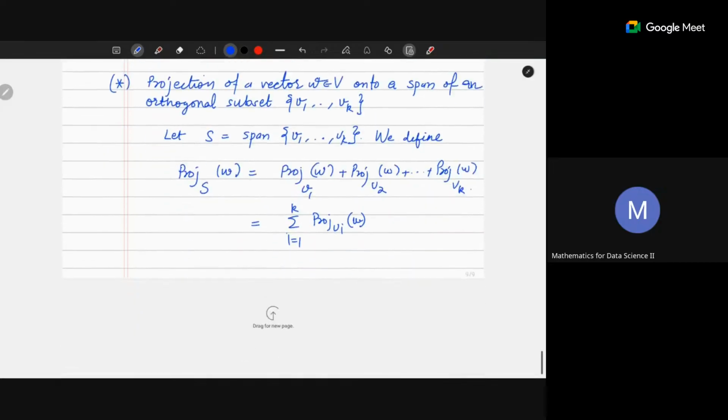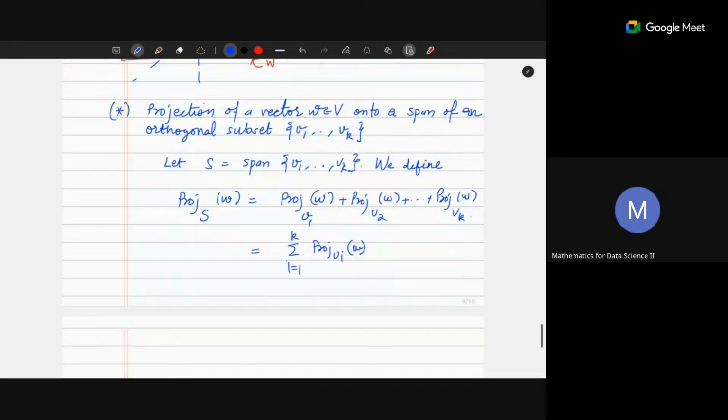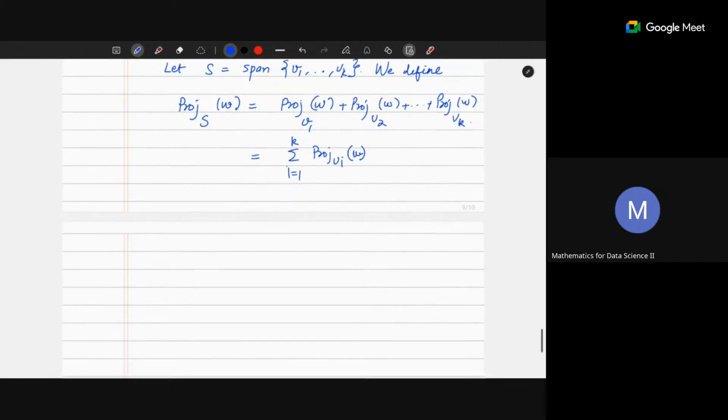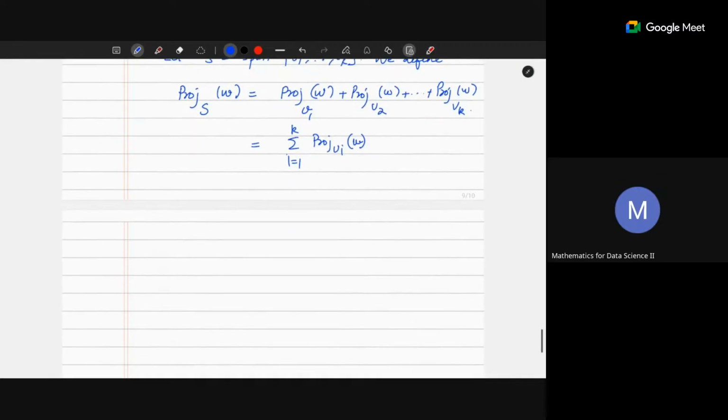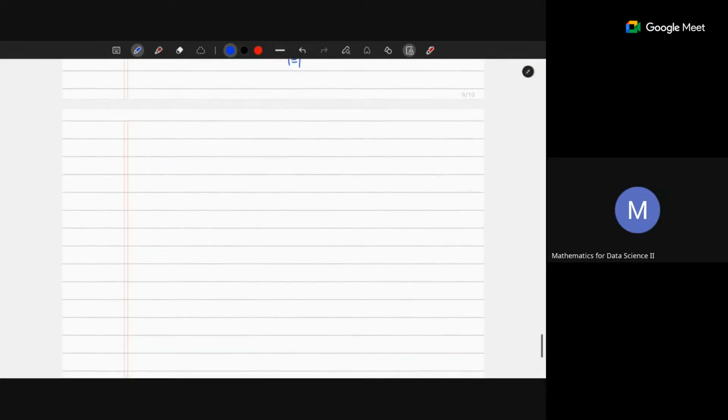Now, if you want to project a vector onto a subspace, what you need to do is first find an orthogonal basis of that subspace. Once you have the orthogonal basis, you can project your vector with respect to that orthogonal basis, and the formulation will look like this. Let me discuss an example.